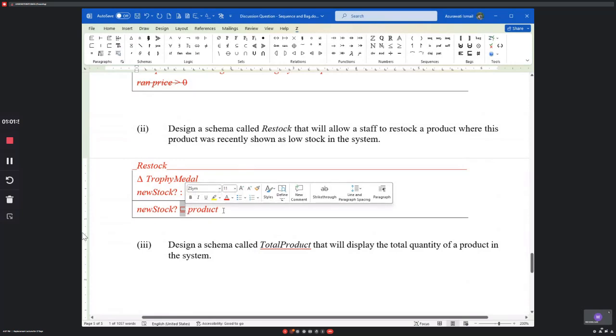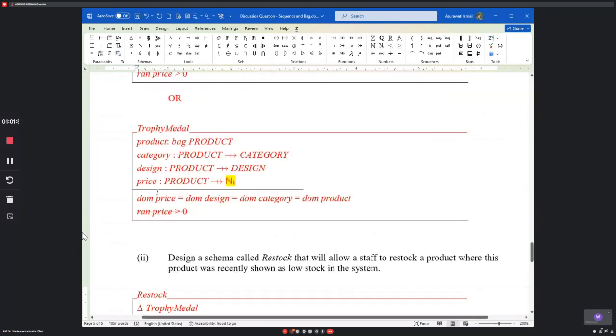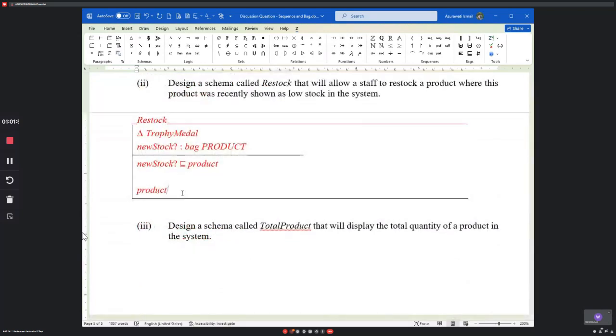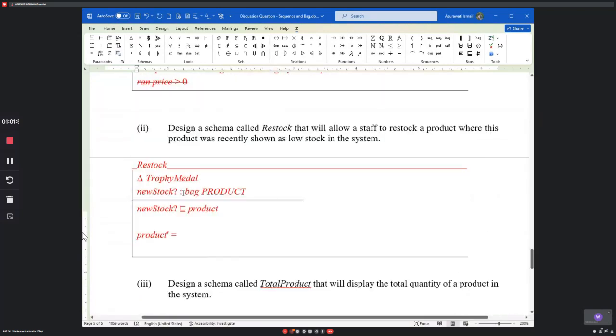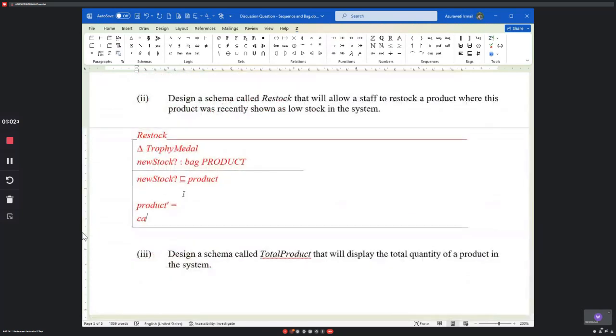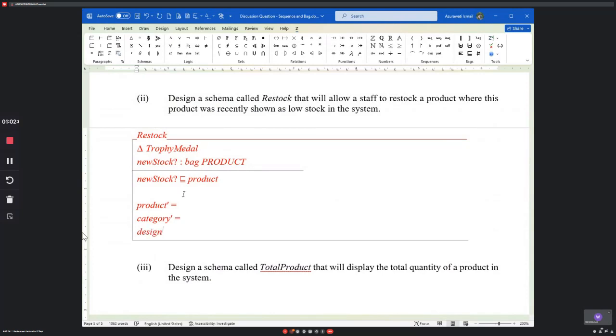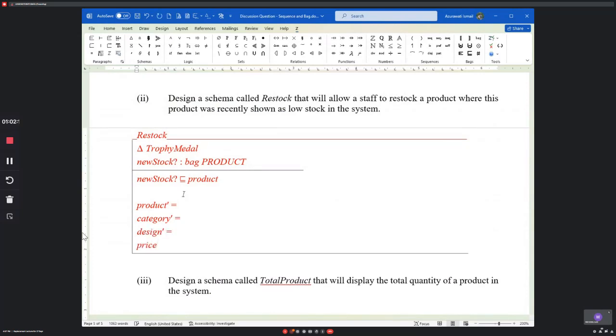Then how to add? So you have 1, 2, 3, 4. I have product, I have category, design, and price. So we are going to update the product. How to add? For a bag, you have to use bag union or bag addition, because that is the only symbol for us to add into the bag. So you use this symbol.